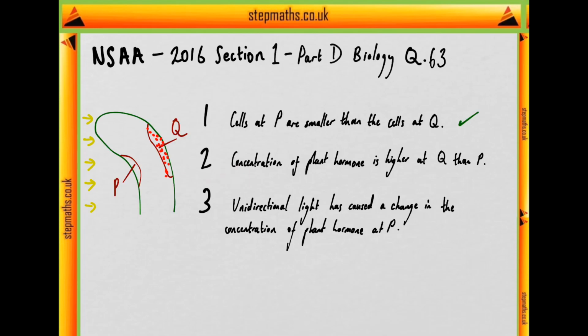Moving on to two, concentration of plant hormone is higher at Q than P. Now, we know this to be true given our diagram representing the movement of auxin at the opposite side relative to the unidirectional light source. Moving on to 3, unidirectional light has caused a change in the concentration of plant hormone at P. Well, we know this to be true since there is a movement away from P and towards Q within the shoot. So we can say our answer is that all three of these are correct, therefore our answer is H.